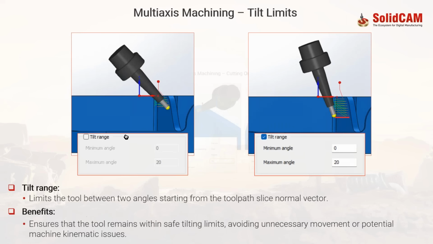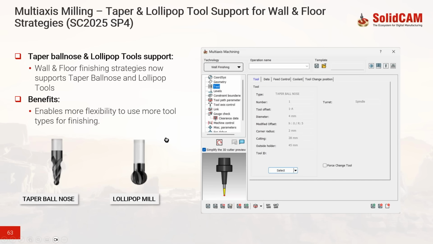We start to support taper and lollipop tools in wall and floor strategies. Very important. Gives you more flexibility to use more tool types for finishing.